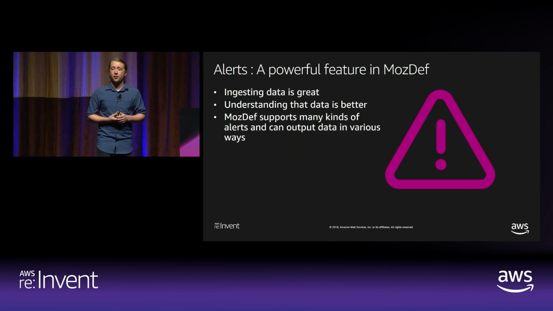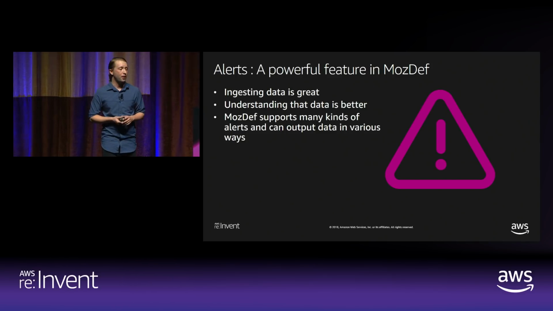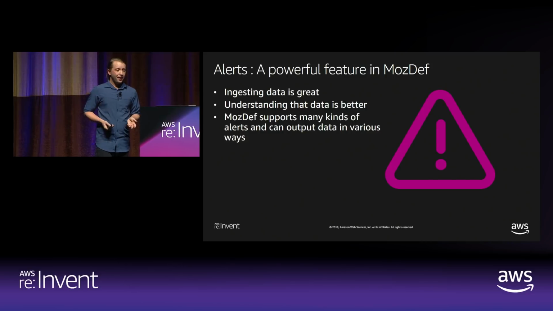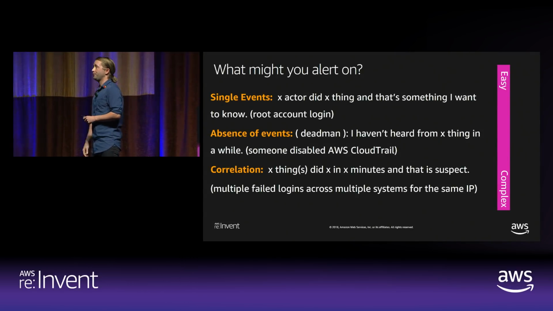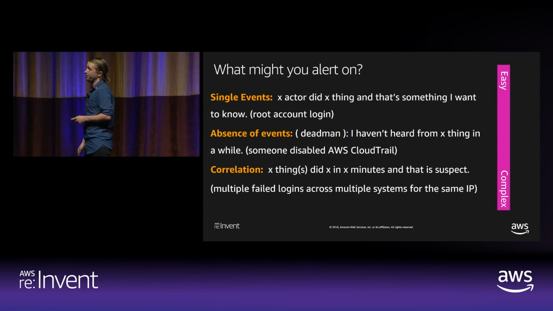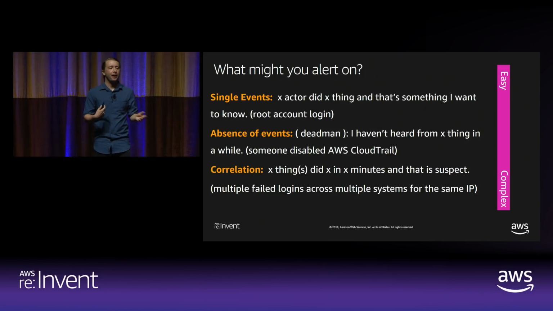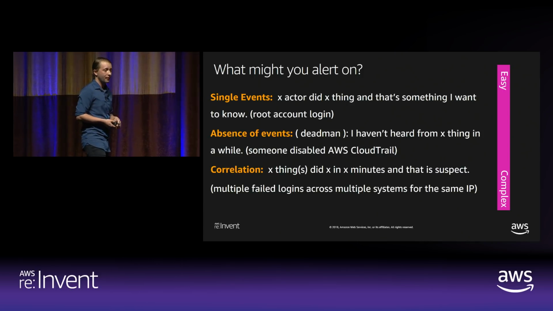But that's only partly useful. The real power in MozDef comes from what's called the alert pipeline. The alert pipeline understands data in a lot of different ways, and it can alert on different kinds of things. So what might you want to alert on? There's different kinds of alerts. Single events, which are usually X actor did X thing. Someone logged into the root account, for example.